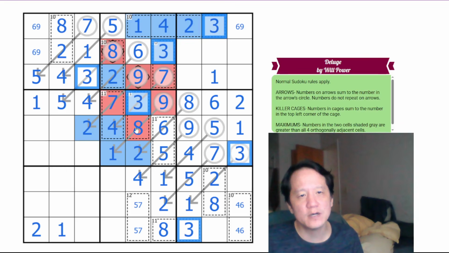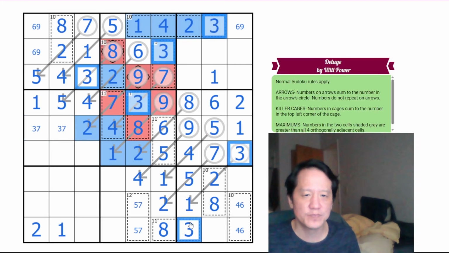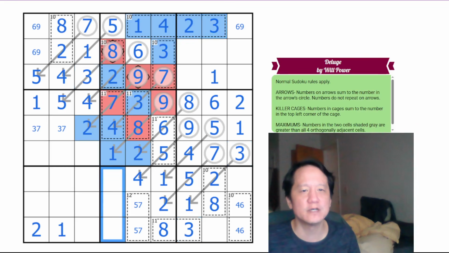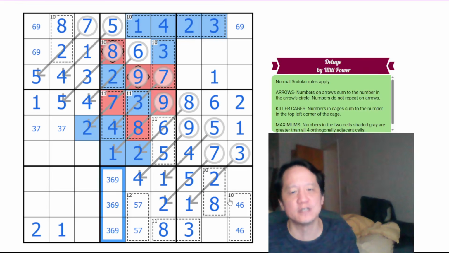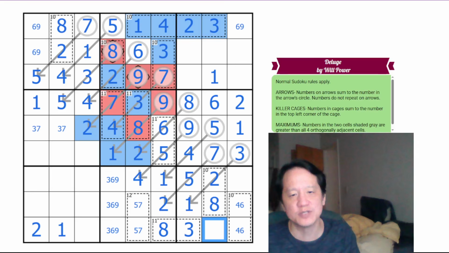3. The remaining digits in row 5 are 3 and 7. But that's pretty much all we have. Remaining digits in column 4 are 3, 6, and 9. Remaining digits in this lower right-hand box are 7 and 9, and this can't be 7 because of 7 in the column. So this is 9, that's 7.